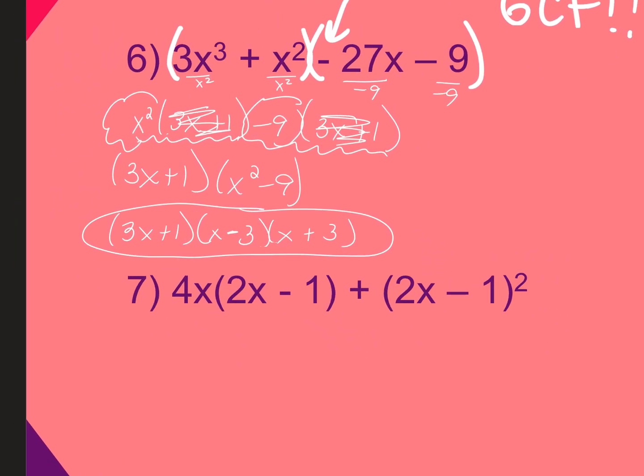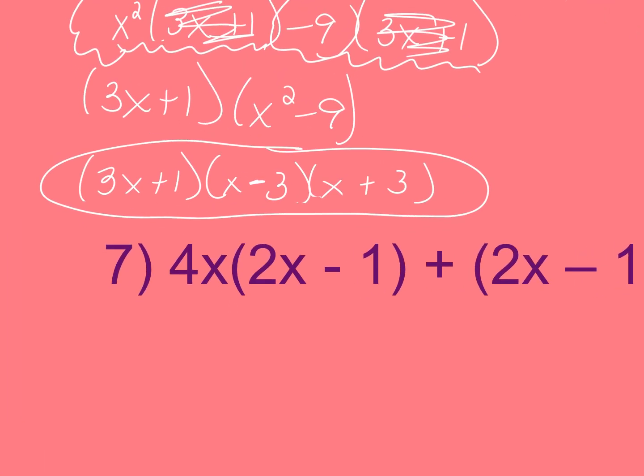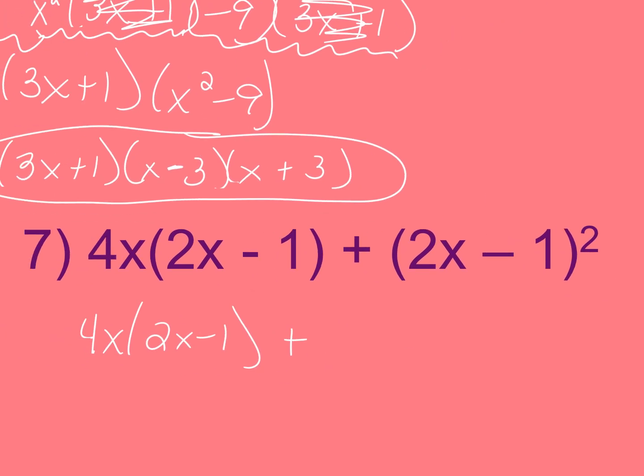Okay, let's look at number 7. I know this one, again, it looks a little different, but let's just think about this. What this says is 4x times (2x minus 1) plus, how many 2x minus 1s do I have? I have 2 of them. So (2x minus 1) times (2x minus 1). Remember, terms are separated by plus and minus signs. So I have 1 term here and 1 term here.